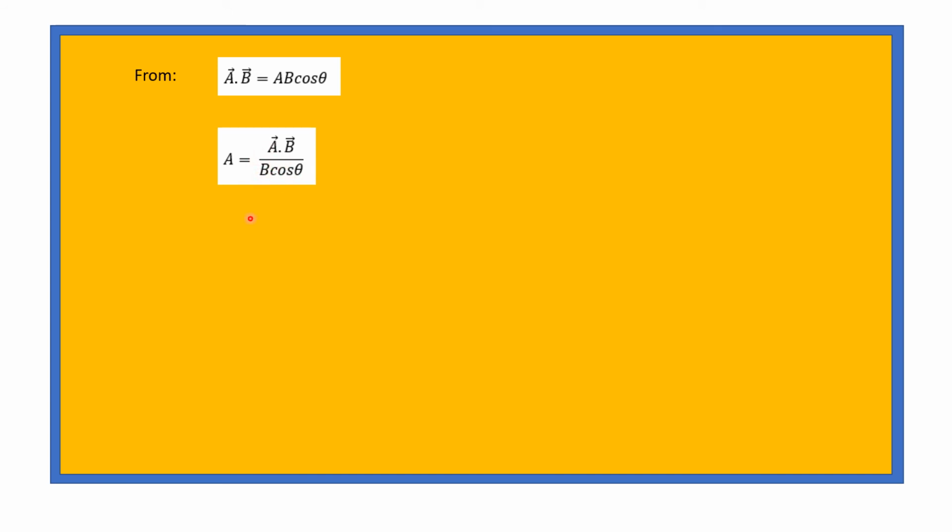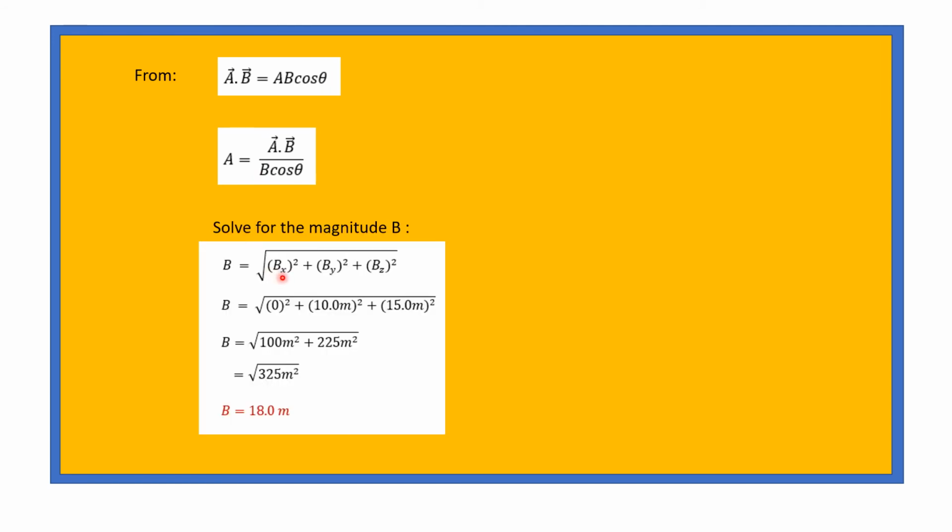Okay, but you can easily find B because it is equal to the square root of bx squared plus by squared plus bz squared. We have 0 squared plus 10 squared plus 15 squared. So we have 100 plus 225. It gives us square root of 325, which is equal to 18.0 meters approximately.